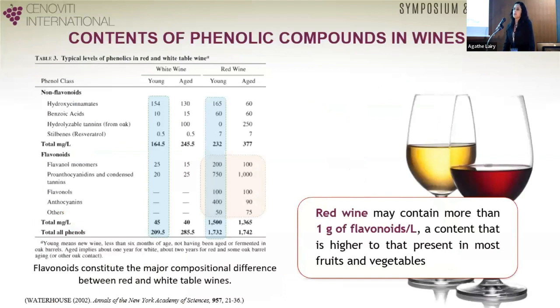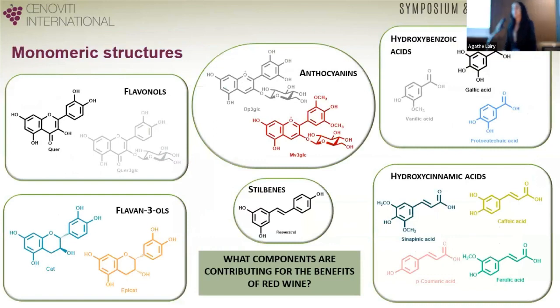So what are the contents of phenolic compounds in wine? We have already heard about this today. So we have different contents in the case of a white or a red wine. And obviously the main difference relies on the flavonoid contents that will give a much higher phenolic content for the red wines. And as you can see, we can get more than 1 gram of flavonoids per liter, a content that is much higher than other sources of fruits or vegetables. And so let's look inside these structures and try to see what we can get.